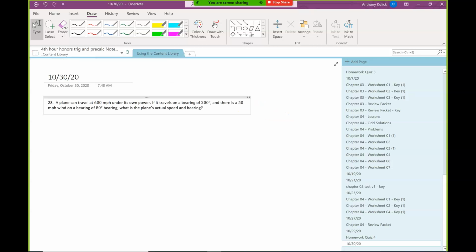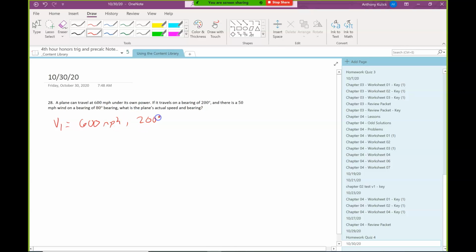So this says a plane can travel at 600 miles per hour under its own power. If it travels on a bearing of 200 degrees and there's a 50 mile per hour wind on a bearing of 80 degrees, what is the plane's actual speed and bearing? So when I read this, I read two vectors. The first vector is that plane. Its magnitude is 600 miles per hour, and its direction is that 200 degree bearing. So I'm going to start by translating that direction into an angle of rotation.